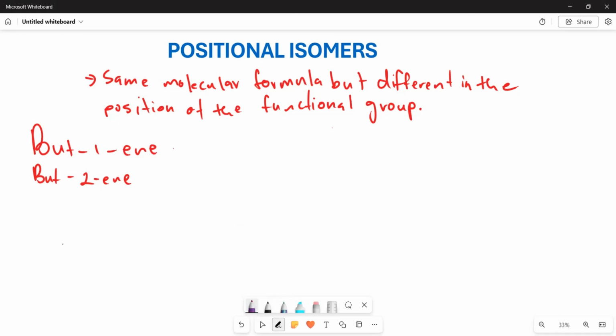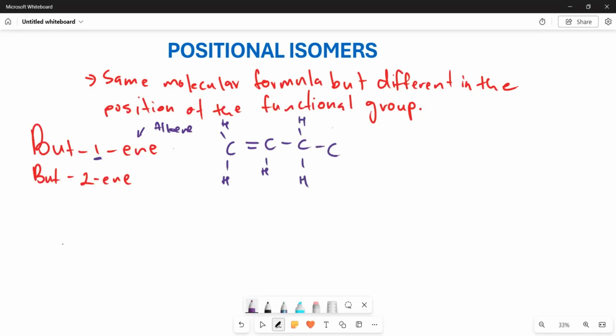Now, firstly, your but-1-ene. How can you draw your but-1-ene? It is going to be 1, 2, 3, 4 carbons. This is going to be the position of your double bond, because this is part of your alkene. Therefore, the position of the double bond is going to be found in your first carbon. So this is going to be drawn like this, in this particular format.